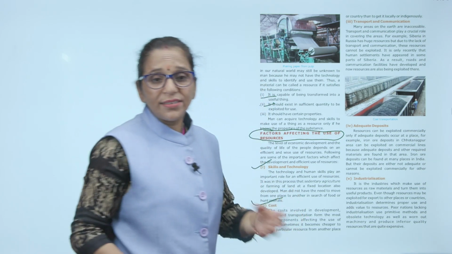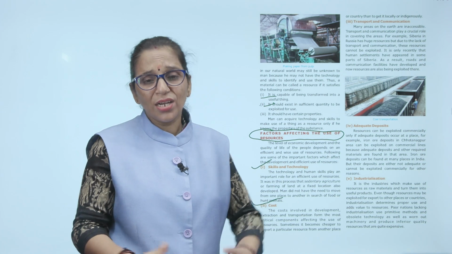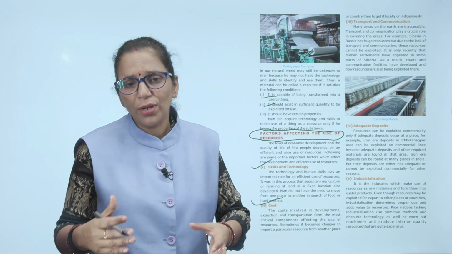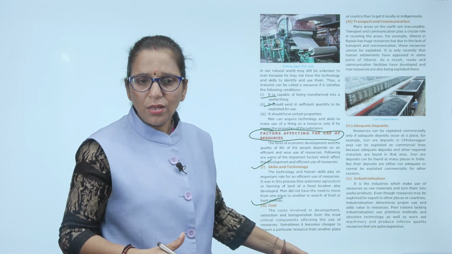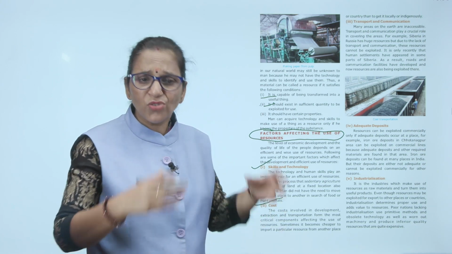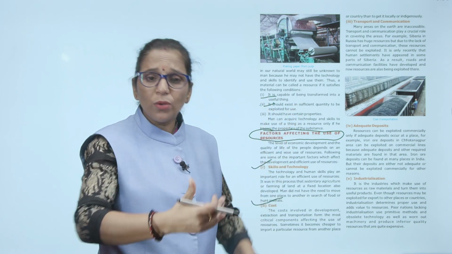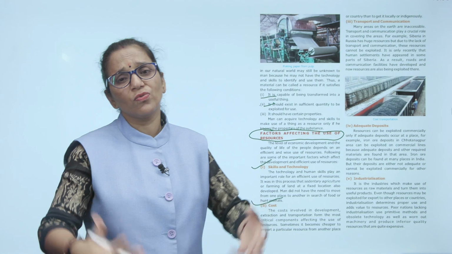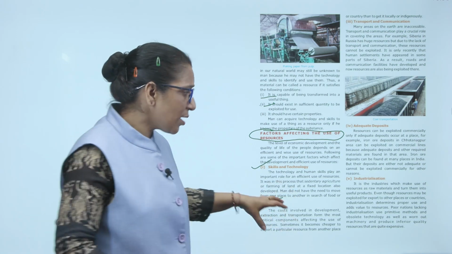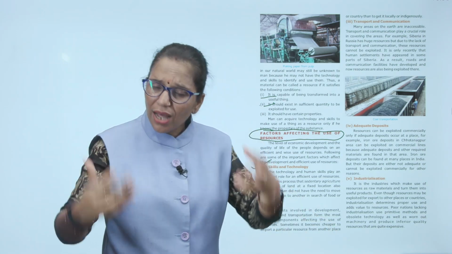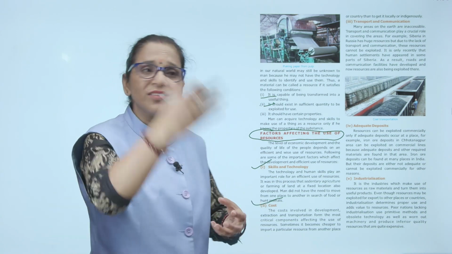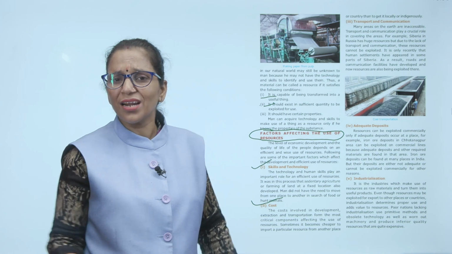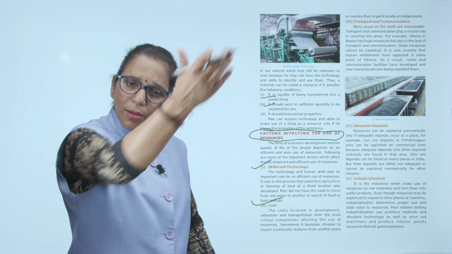Cost involved in the development of extraction and transportation forms the most critical component affecting the use of resources. Sometimes, beta, it becomes cheaper to import a particular resource from another place rather than extracting the resource from the country. If in our country extraction or transportation is very expensive as compared to importing that thing from another country, then we are not going to extract that, we will import that.